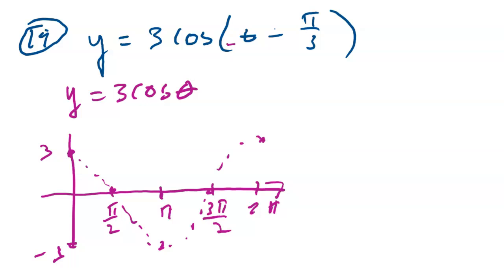This is my cosine. And then I'm going to shift all these values pi over 3. Well, pi over 3 is just left of pi over 2. So that's my pi over 3, right? And then that's my next pi over 3, which turns out to be 2 pi over 3. And this is my next pi over 3, which turns out to be 4 pi over 3. And this is my next pi over 3. Am I shifting to the right or to the left? I'm shifting to the right. And this is 5 pi over 3.